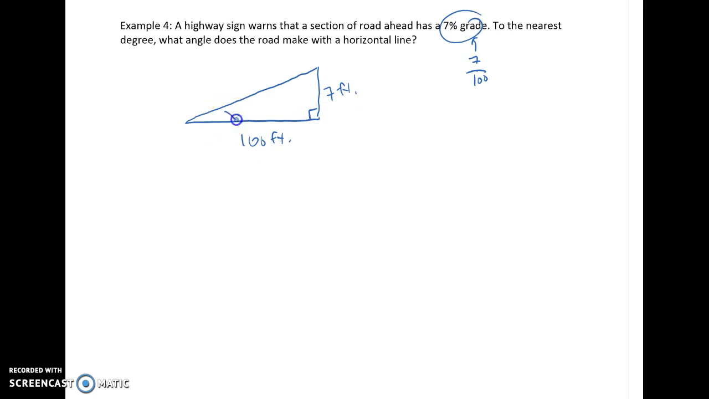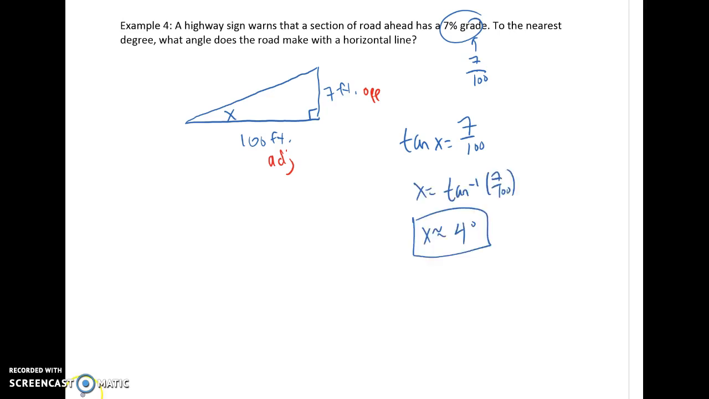And of course, I'm looking for x, so now which trig function would you be using to find x? Well, hopefully you guys are seeing opposite over adjacent. That's tangent. So tangent of x equals 7 over 100. So go ahead and do your inverse function and let's see what we get. So hopefully you got 4 because we're rounding to the nearest degree. Come back to class with questions and we'll be practicing this.